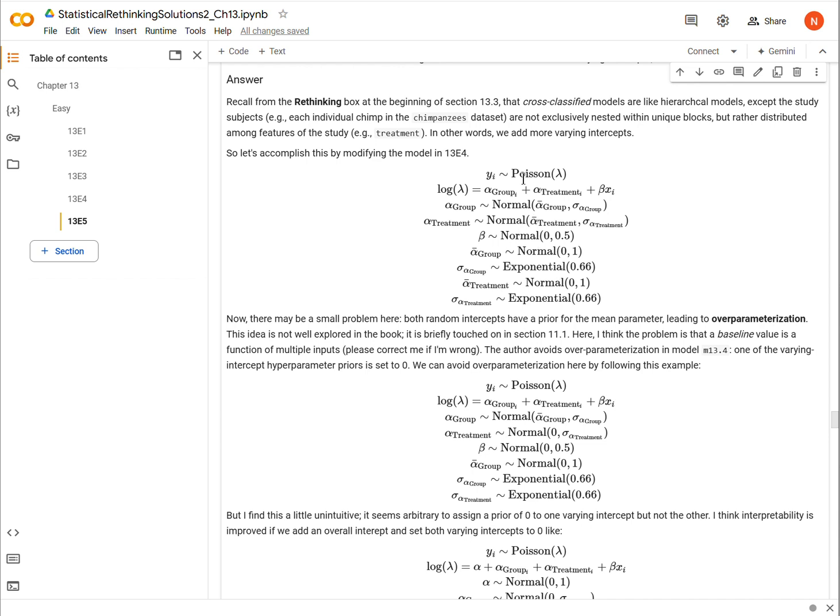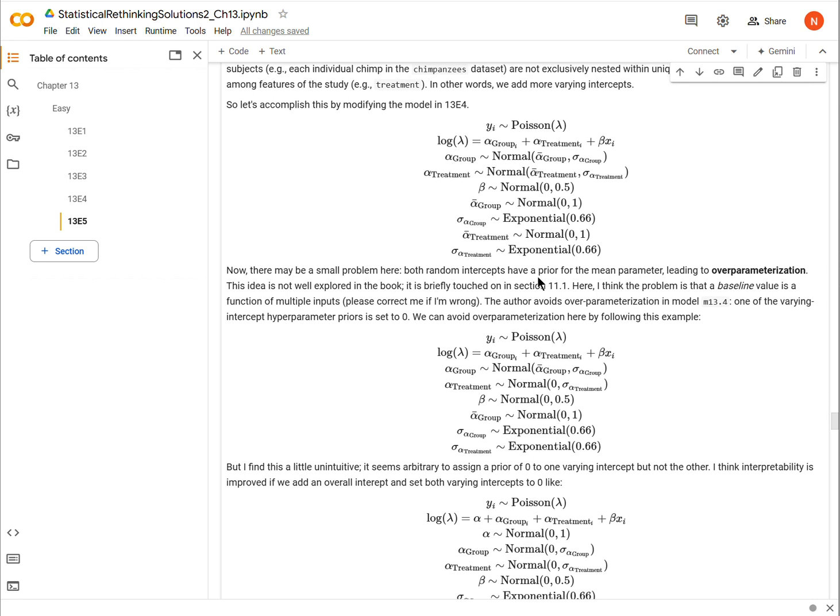Now when I go back and look at the example that's given in the book, I realize that the way the author is doing a cross-classified model is to set one of these priors, for the varying intercepts, to 0. The reason that is given is to avoid overparameterization. Even though the question doesn't ask for it, I think it's important that we explore this, because I also want to explore this for myself.